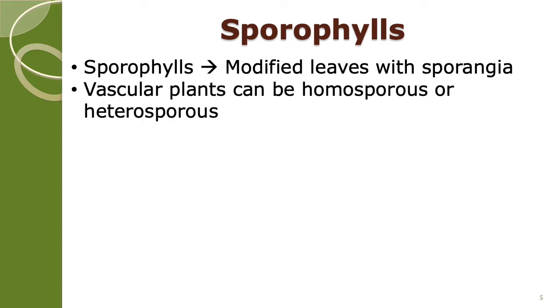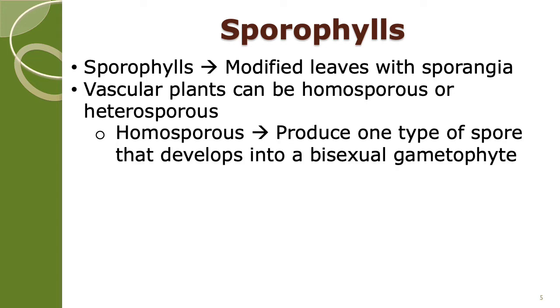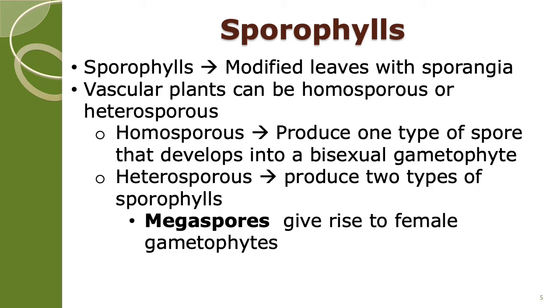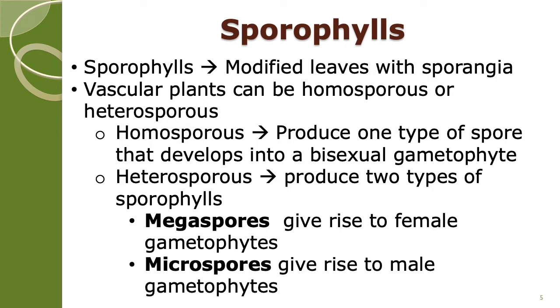Now, vascular plants can be homosporous or heterosporous, and homosporous plants are those that are able to produce only one type of spore that develops into a bisexual gametophyte. On the other hand, heterosporous plants are those that produce two types of sporophylls. The first type of sporophyll is called the megasporophyll, which can give rise to the female gametophytes. You also have the microsporophyll that give rise to microspores, and the microspores give rise to the male gametophytes.